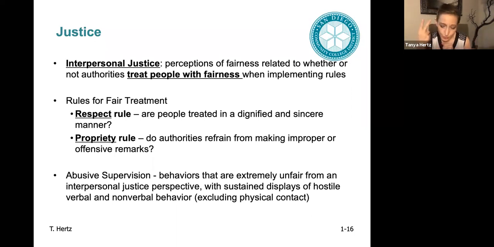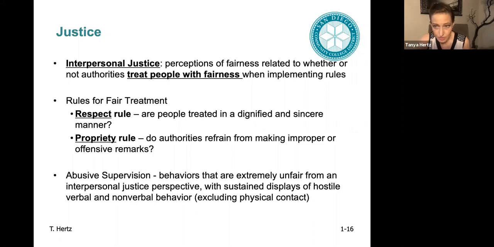And there are two rules that we have for fair treatment, and that's the respect rule and the propriety rule. So respect rule, are people treated in a dignified manner? Is it sincere when we are articulating or telling people about things? And propriety rule is, are we behaving with propriety? Are we not being improper? Are we not making offensive remarks, cursing, yelling, screaming, being abusive?